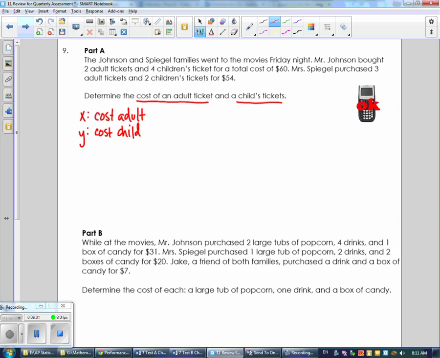So I know I have 2 individuals that made purchases. I know that Mr. Johnson bought 2 adult tickets, so that means that he bought 2x, and he also bought 4 children's tickets, which would be a total of 4y, and he spent $60. Ms. Spiegel purchased 3 adult tickets, that would be 3x, and 2 children's tickets, plus 2y, and she spent $54.